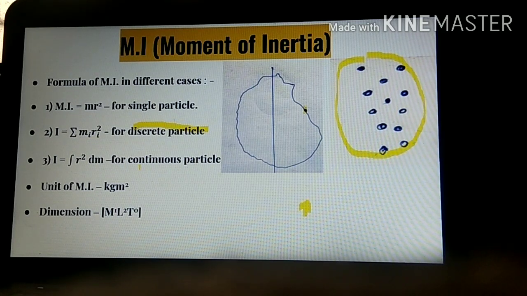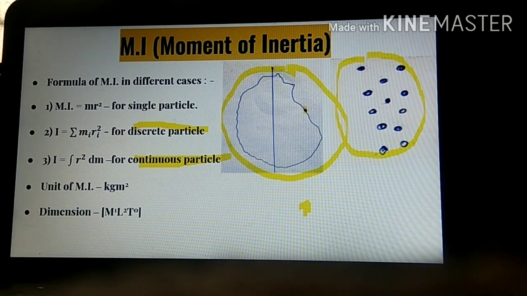Similarly, moment of inertia of a continuous body. This body is a lamina, a plane lamina of any shape. As all the particles are continuous, this formula is applicable over here. So the moment of inertia of this continuous body can be found with the help of this formula, that is integration of r square dm, where dm is a minute mass.